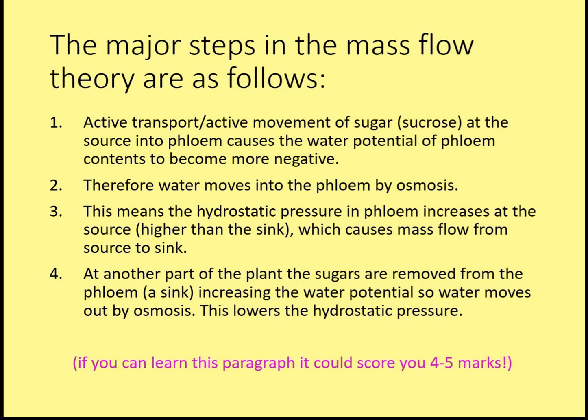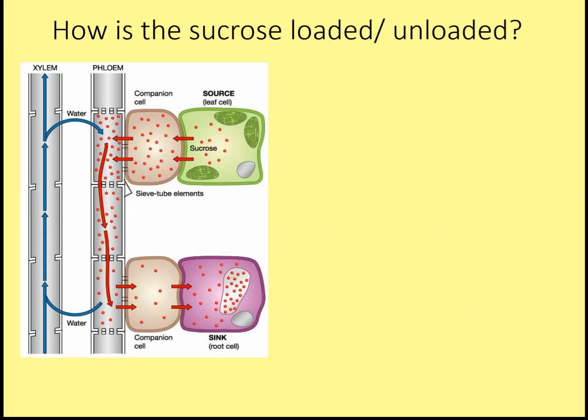So let's have a look now about how sucrose is loaded and unloaded. So the key thing we've got here is you've got your source, your leaf cell, you've got companion cells, which are often quite specialised and might be highly folded to increase the surface area because they're going to be doing transport across their membranes. The more surface area their membranes have got, the more transport they can do. And remember, your companion cells are connected to the sieve tube elements of the phloem by the plasmodesma.